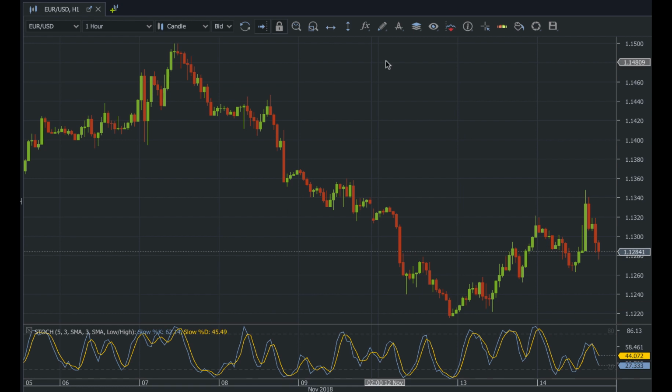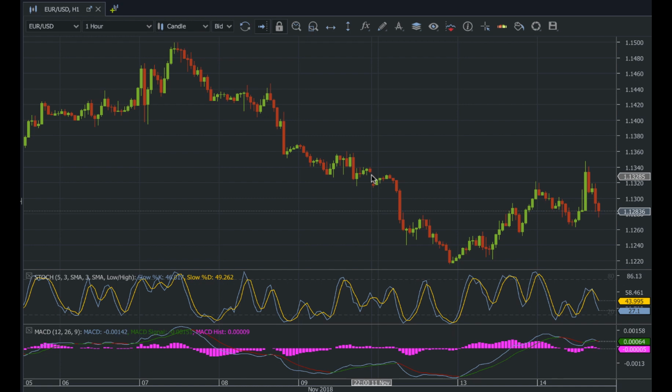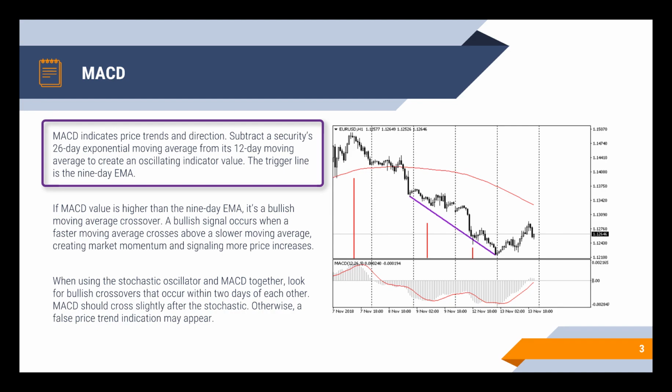Next we add the new indicator, MACD. With the standard settings it's 12, 26 and 9. MACD indicates price trends and direction. Subtract the security's 26-day exponential moving average from its 12-day moving average to create an oscillator indicator value. The trigger line is the 9-day EMA.